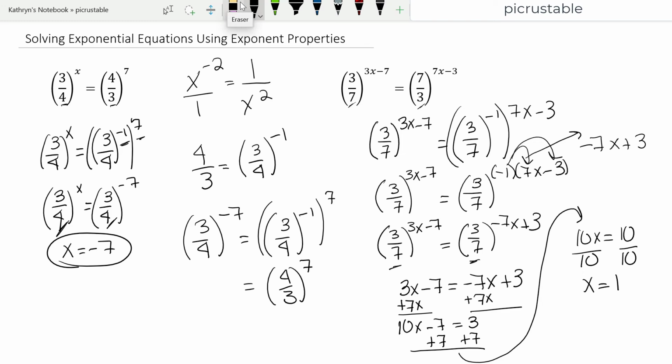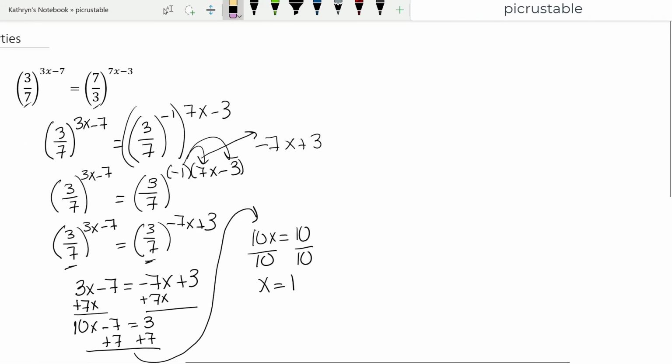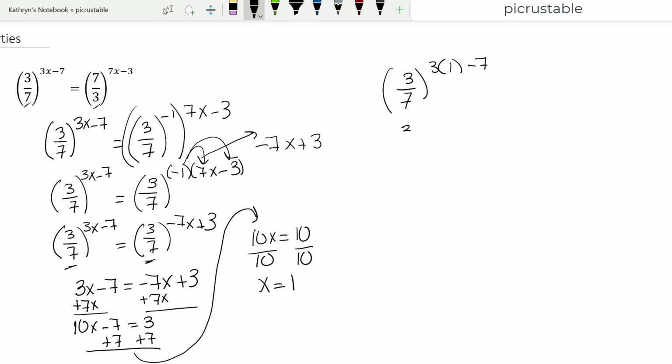Well, let's check it. Let's see if we're right. Move us over a little bit. All right, so we have 3/7 to the 3 times 1, because we said x is 1, minus 7. So this is 3/7 to the 3 minus 7, which is 3/7 to the -4. Now the negative tells us it's the reciprocal, and that is going to be the same thing as 7/3 to the 4th power.